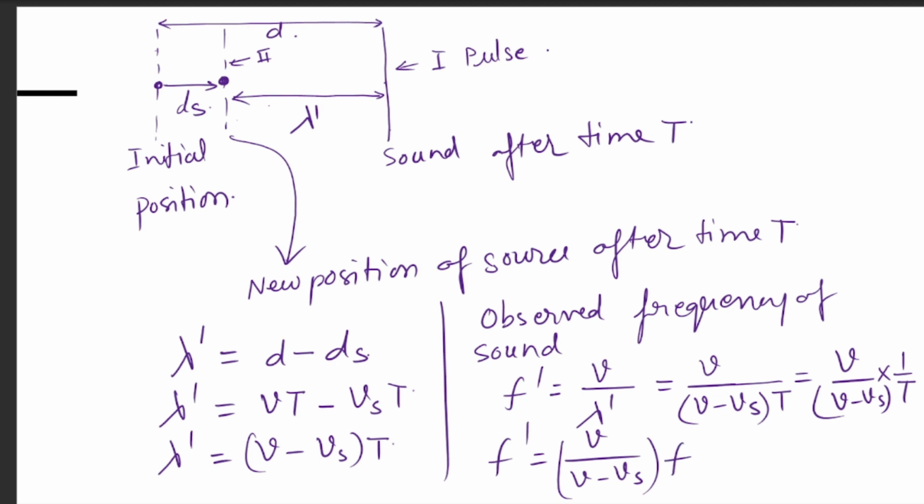So here we are getting the formula for the observed frequency of sound when the source is moving towards the observer with velocity vs. Please take a note of this. If you want, you can pause the video and write the formula and everything. Now let us go to the next slide. Just for better understanding, continue writing in your notebook along with me, and if you want, pause the video as well and then proceed.